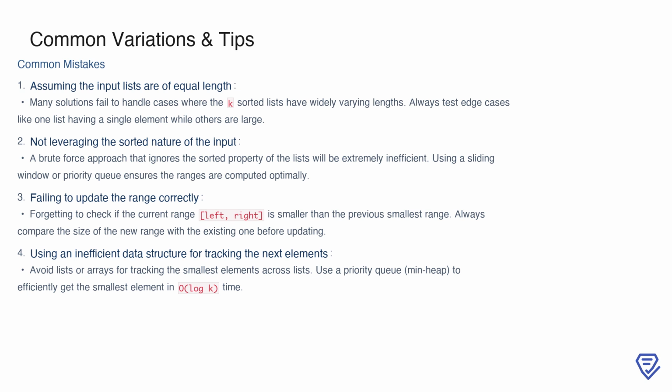Another frequent mistake is failing to update the range correctly. For every new range, left, right, you compute, you must compare its size with the smallest range found so far and update accordingly. Finally, using the wrong data structure to track the smallest elements can slow down your solution. Instead of lists or arrays, which are less efficient, a priority queue or min-heap allows you to retrieve the smallest element in logarithmic time, which is crucial for maintaining optimal performance.